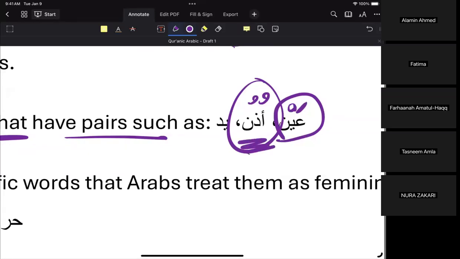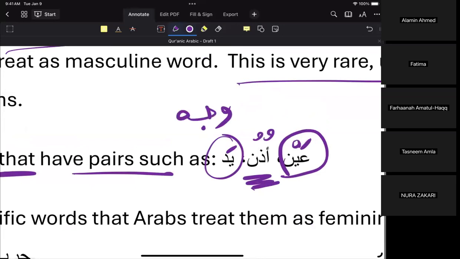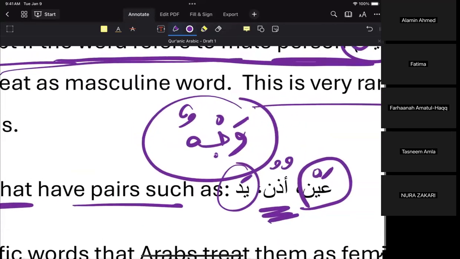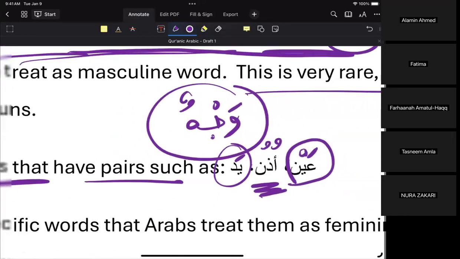As you can see, there's no other indication. There's no ta marbuta, right? But because of this rule, we will say udhun is feminine. And same thing goes for yad. Yad is hand. Because we have two hands, we will also consider it feminine. What about wajhun? Is this feminine or masculine? Who wants to answer? Masculine. So why do you say masculine? Because as far as we know, we only have one face. Yes, we only have one face.